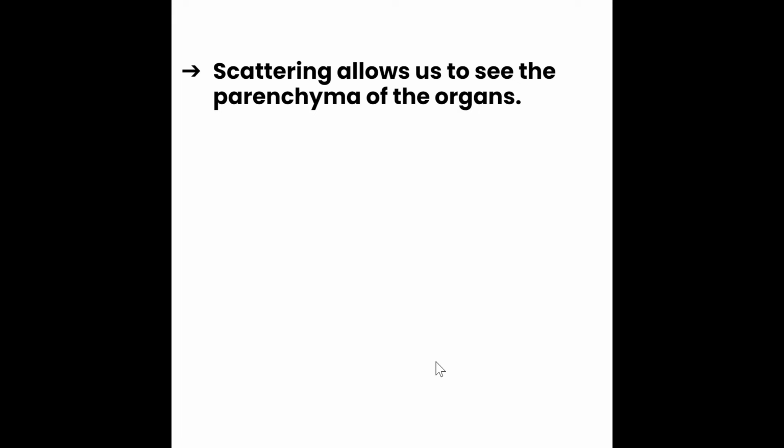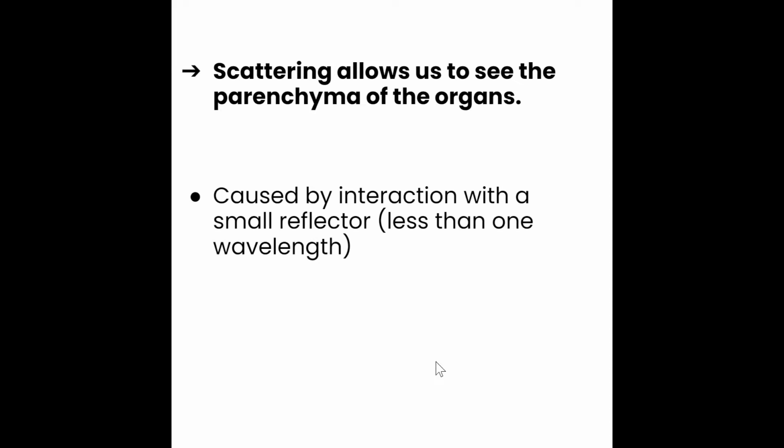Now, scattering is a little bit more helpful in the sense of actually creating images by ultrasound, but it does account for a little bit of attenuation of the sound beam as well. So when sound interacts with these interfaces that are found in these structures, these interfaces are really, really small. They're less than one wavelength in size. And as that sound interacts with these small interfaces, it's going to cause the sound to go in all sorts of directions. So as the sound gets scattered around, a little bit of sound energy is going to be taken from that main beam to create those scattered echoes.